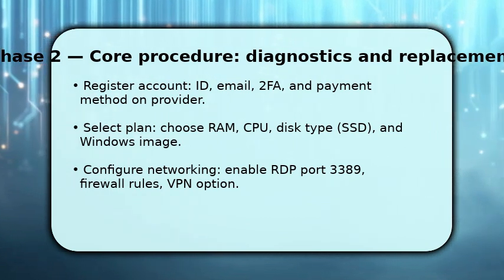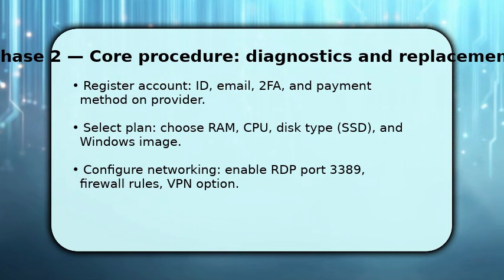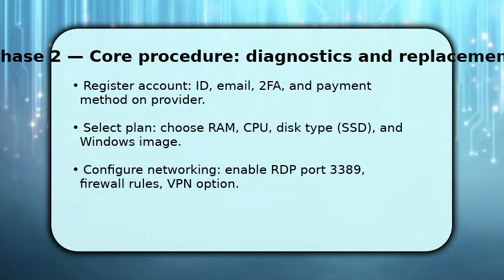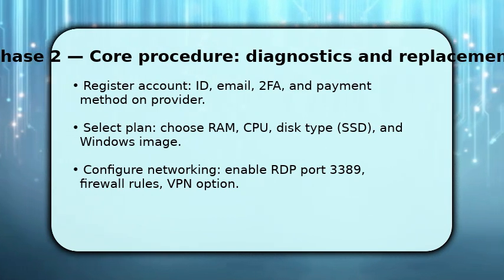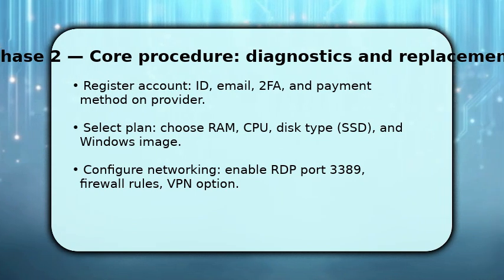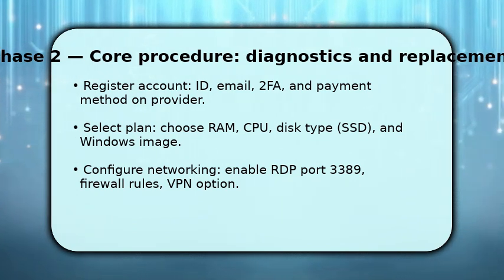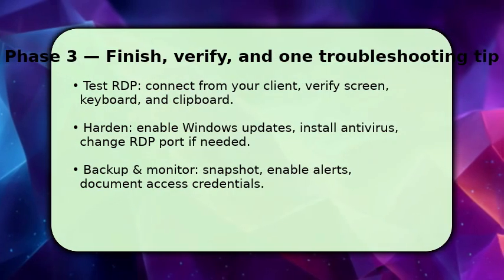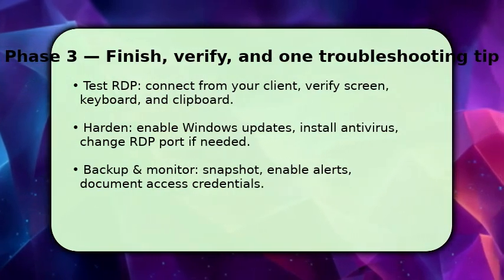During provisioning, choose the correct Windows image and set a strong administrator password. Make sure to configure networking. Open port 3389 only to trusted IPs or set up a VPN, and enable provider firewall rules before you power on the instance, so you finish by connecting with remote desktop using the admin credentials.